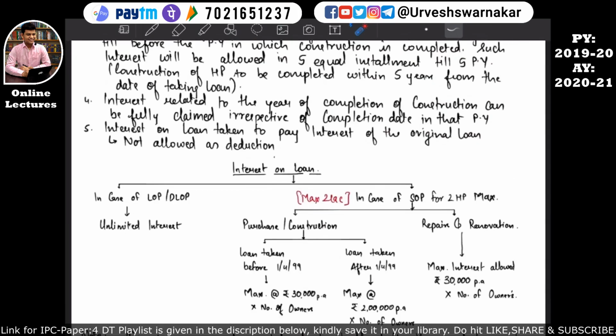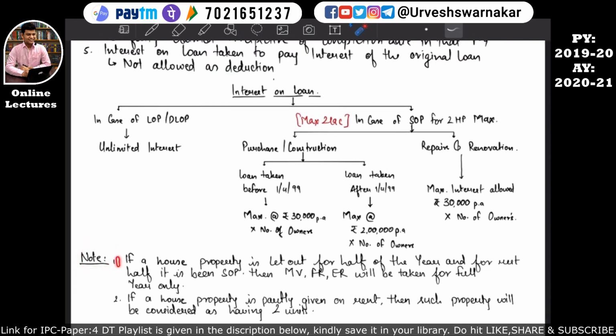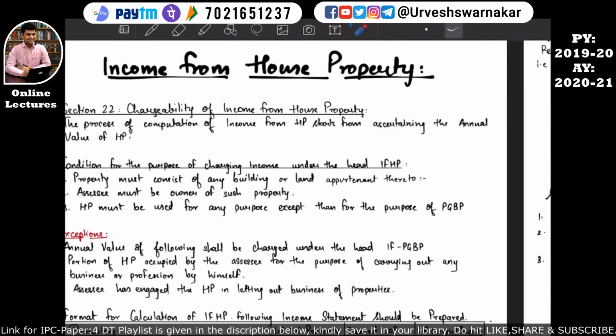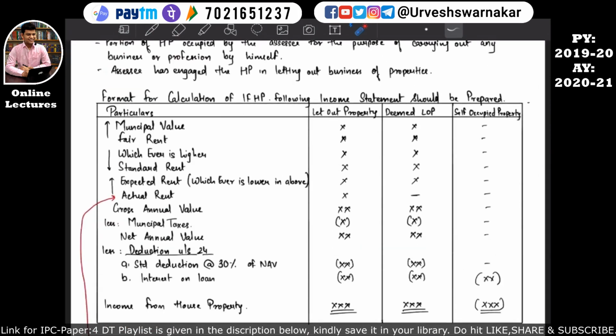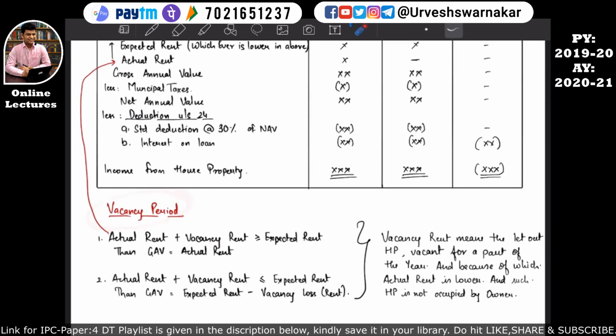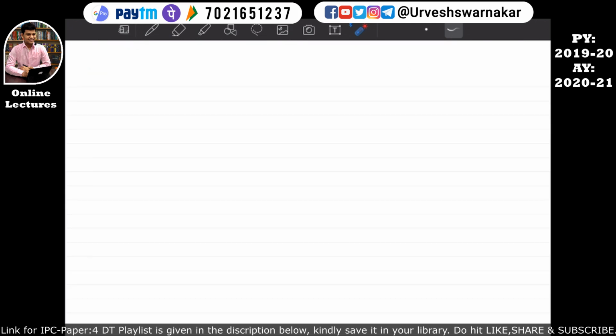So let's understand this note and let's understand this point number 1. So what does this point number 1 say? If a house property is let out, that means given on rent for half of the year and for the rest half it has been self-occupied, then municipal value, fair rent, expected rent will be taken for the full year only. So basically this note will help us to understand two concepts, the concept that this point is trying to say and a concept that is written over here, that is vacancy period. So for that we need to move to a blank page.